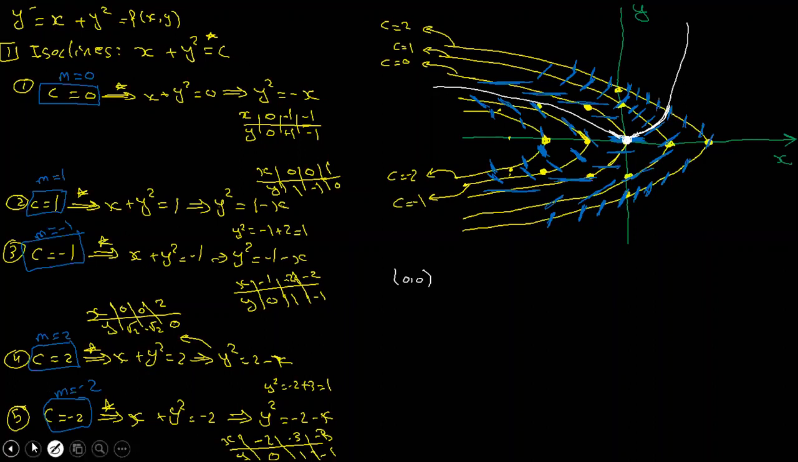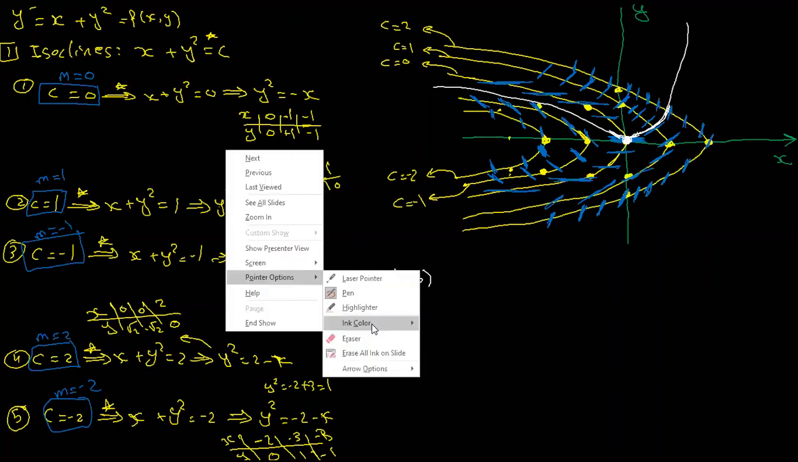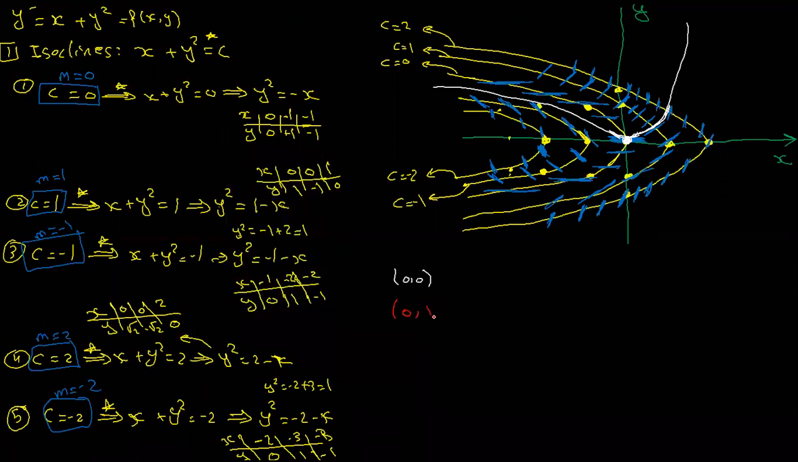Now, he also asked me to graph the solution that goes from the point, let me use the red, from the point 0, 1. Where is the point 0, 1? Here. This is the point 0, 1.